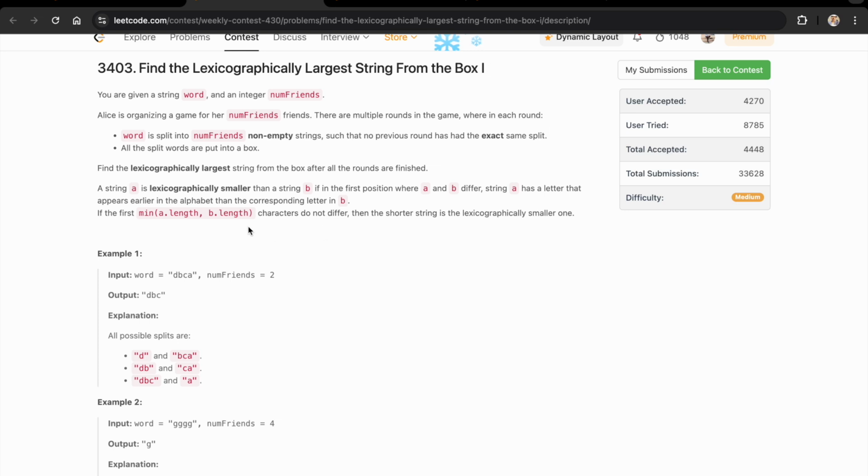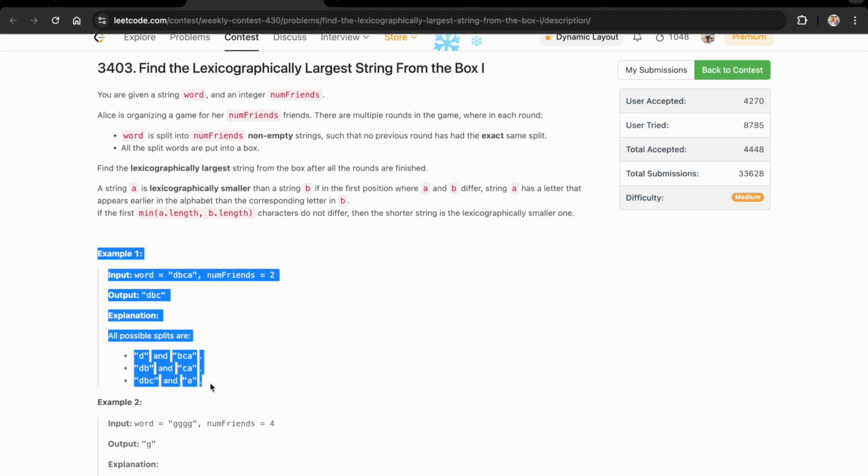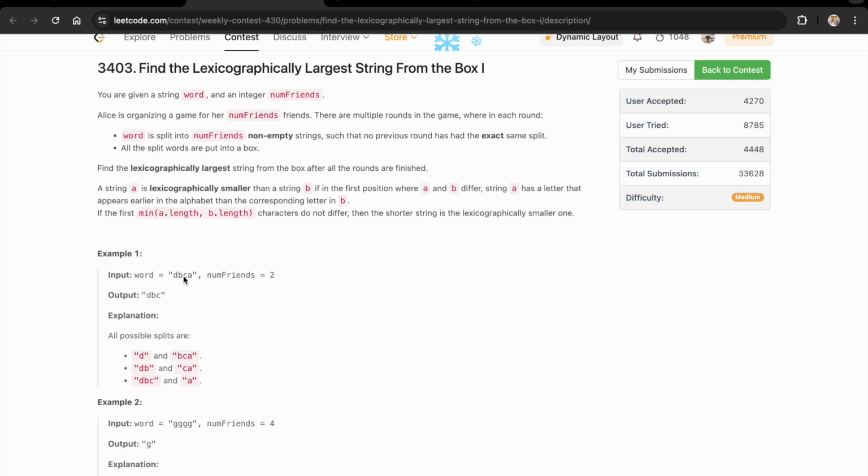The next question name is find the lexicographically largest string from the box 1. In this we are given a string word and an integer numFriends. Alice is organizing a game for her numFriends friends, and there are multiple rounds in the game. What we have to do is split the word. If you look at example number 1, we are given the word dbca and numFriends 2. We have to split the word into two parts.